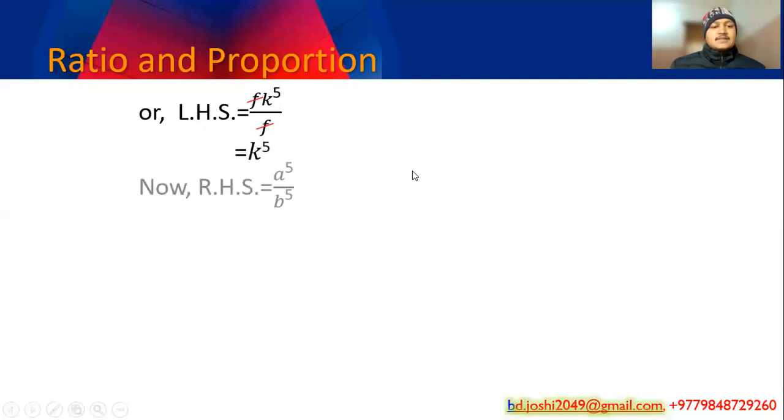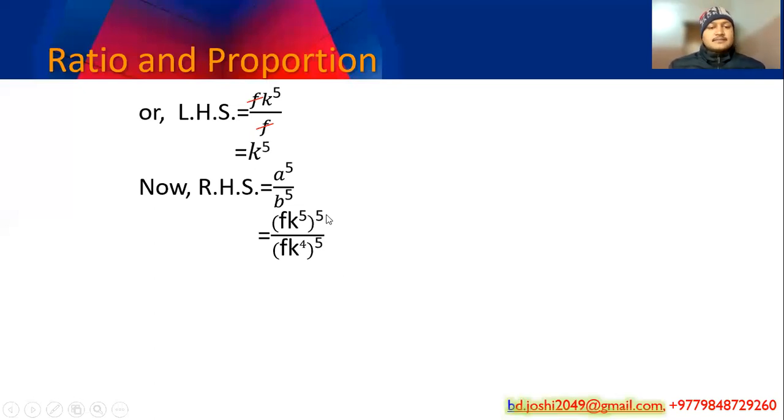Now look at the right hand side. It is A power 5 divided by B power 5. Put the value of A and B. Value of A is Fk power 5. Value of B is Fk power 4. We put both values, and there is power 5 for both. The power is 5 for both; it is given in the question itself.